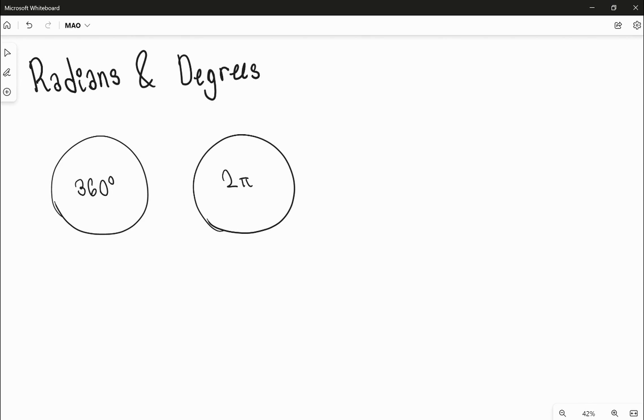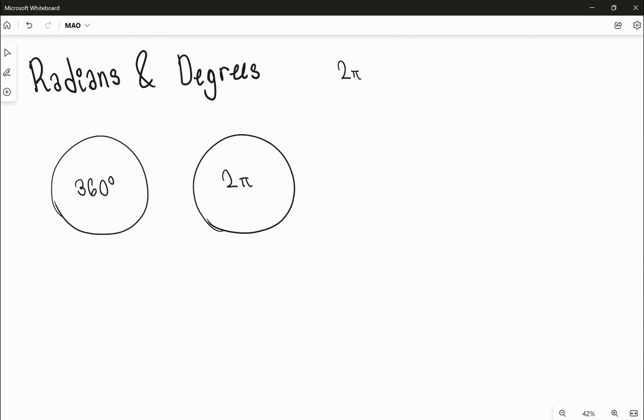So radians don't actually have a unit symbol. Sometimes you'll see it as rad if they need to specify that it's in radians. But when you're talking about angle measures and you don't have a degree symbol, that means that it's in radians. Whereas if you do have a degree symbol, obviously that's in degrees.